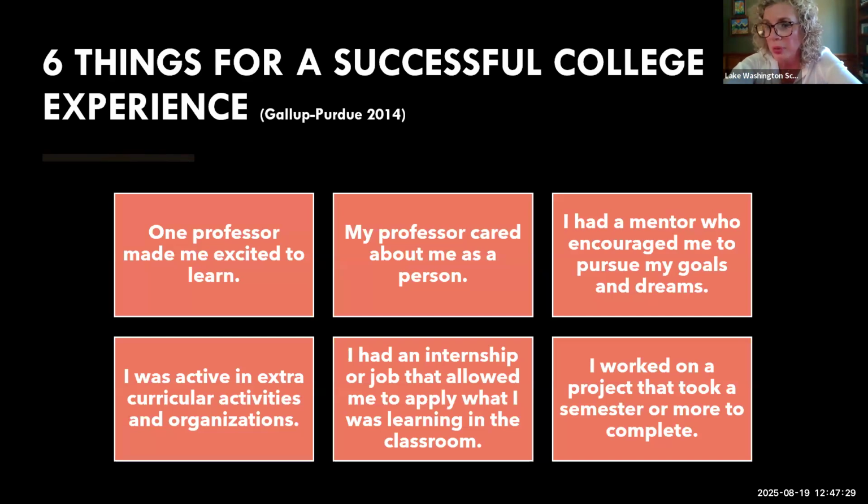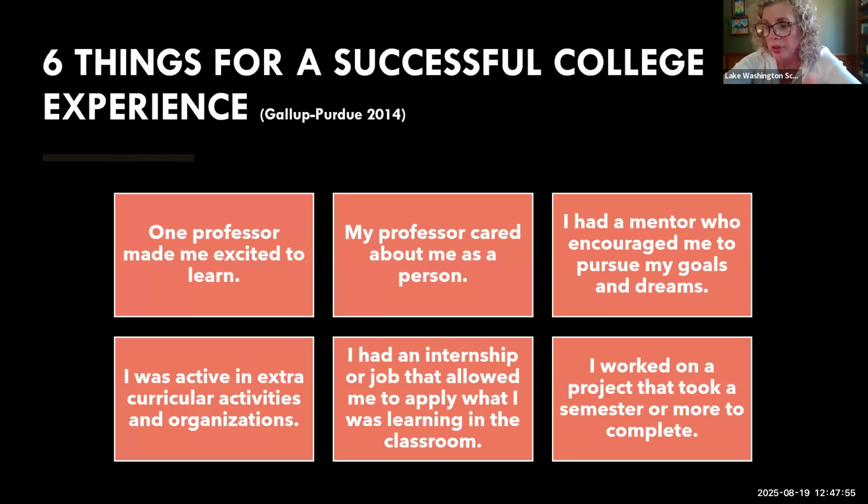Purdue University, which is a wonderful university, has become a lot more selective over the last few years. They did a big survey with Gallup, and there were 6 things that they discovered. I think they surveyed more than 30,000 students, and there were 6 things that determined whether or not a student felt that they had had a successful college experience.